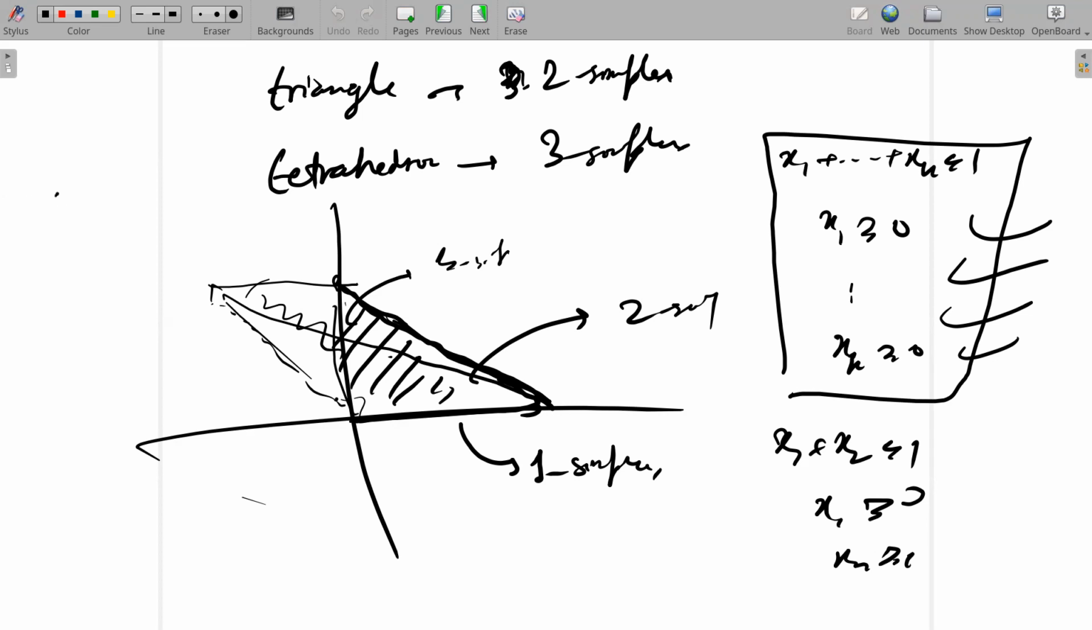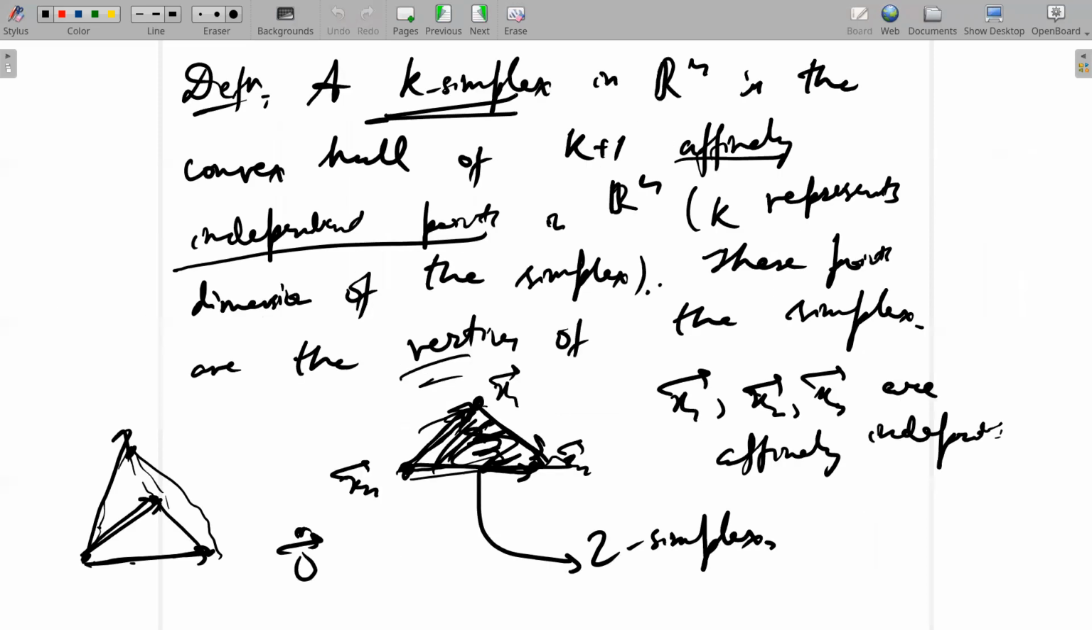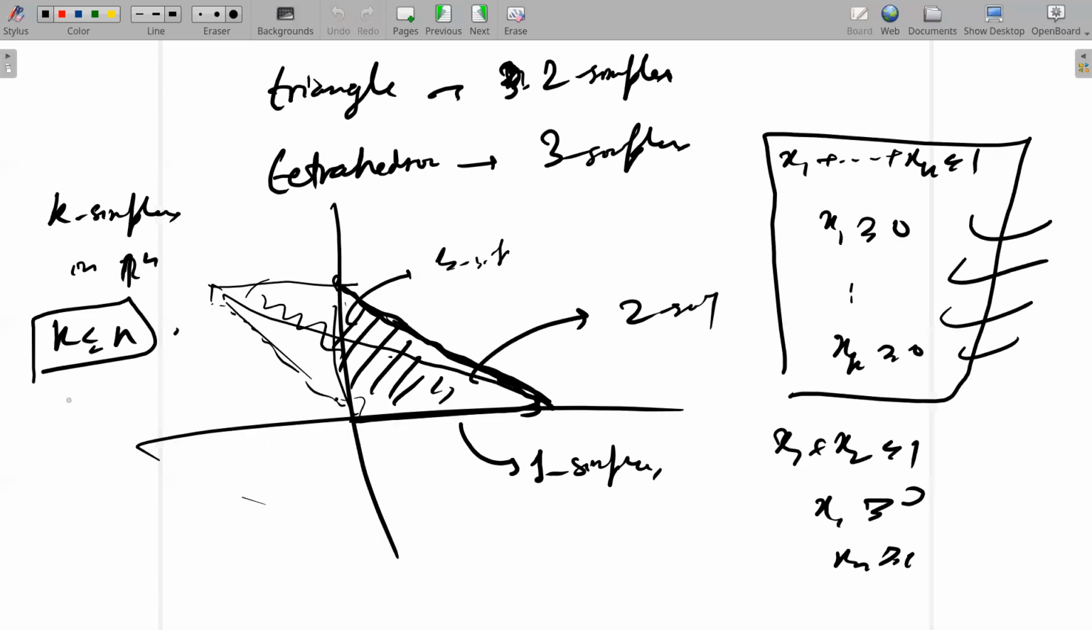So I always said k-simplex in Rn, where k has to be less than or equal to n. Otherwise, you will not even have k plus 1 affinely independent points to define that simplex. So a 5-simplex can be put in R5 or R6. So I wouldn't really say R5, R6 are imaginary.